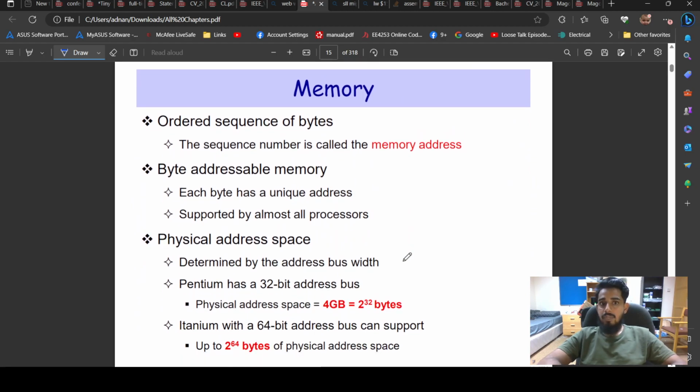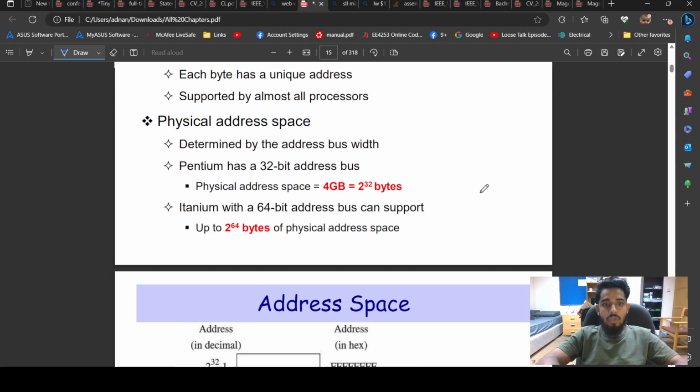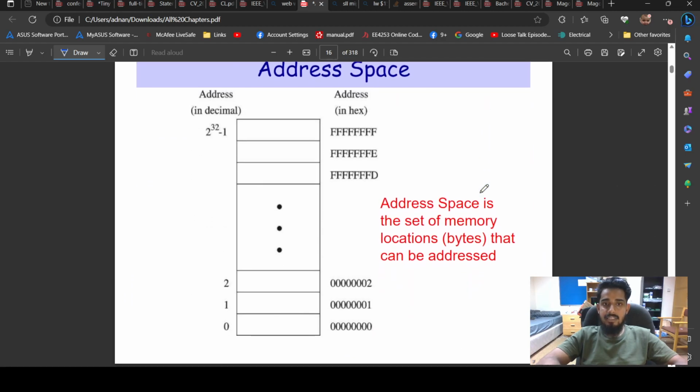So here comes the memory. What exactly is memory? Memory is nothing but an ordered sequence of bytes. Let me show you. Next slide. Here it is. Let's suppose we have 8 bits. Each location is 8 bits wide. So this is 1 byte, because it's 8 bits. So this memory is a sequence of bytes.